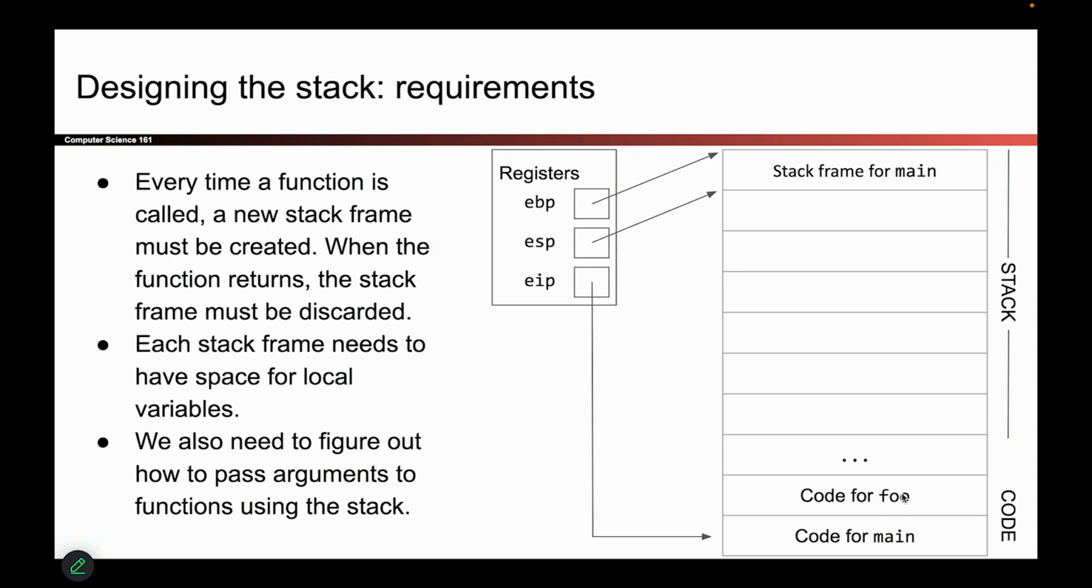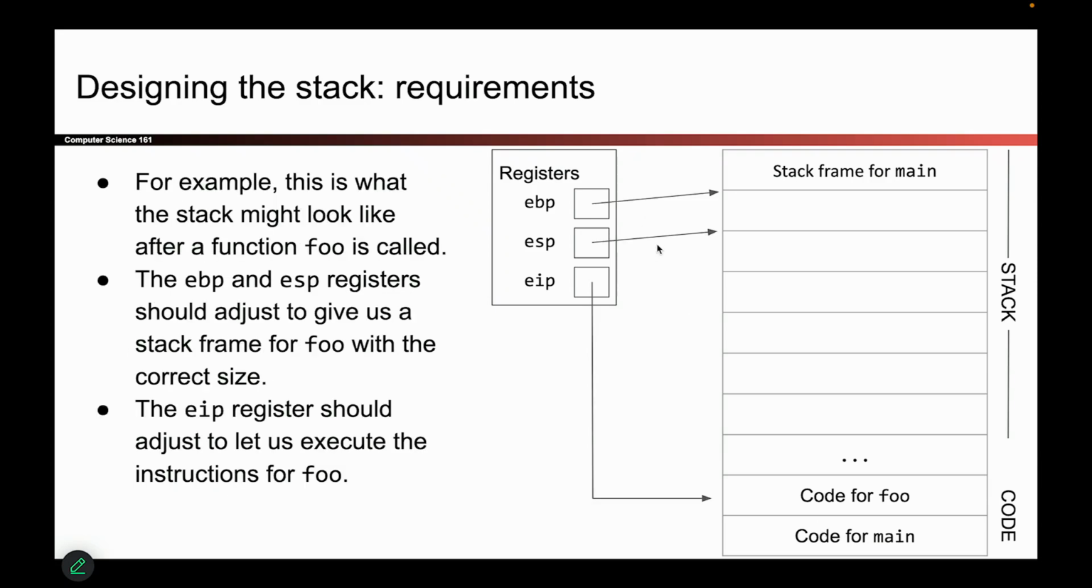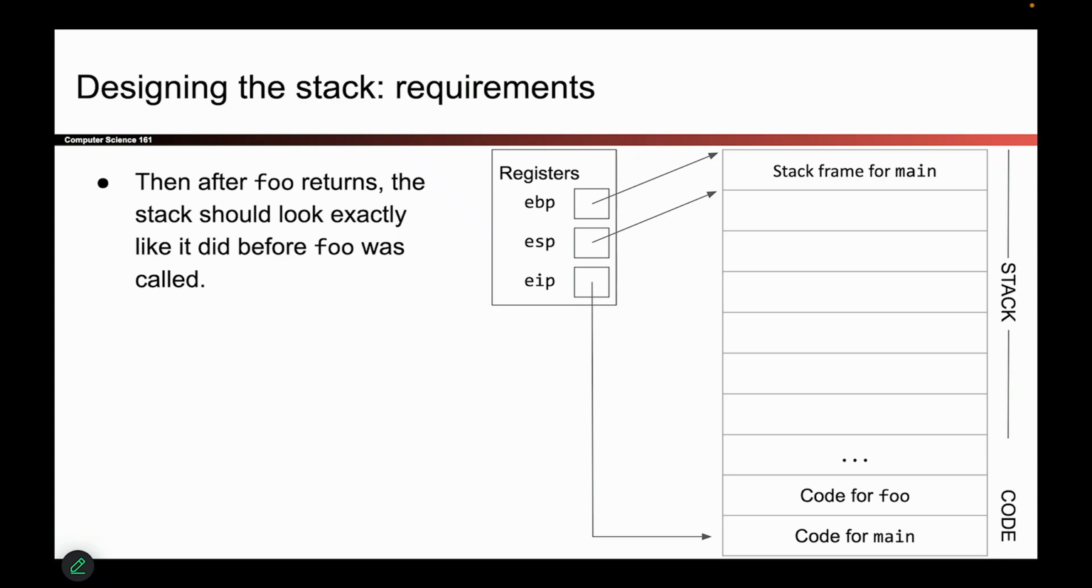So this is before: stack frame for main, code for main. This is after. EBP, ESP, they shift down. EIP points at the code for foo. So we need to change all the registers so that things look right. And remember, when we're done, we have to put everything back where it used to be. So here's foo. When we're done, we return. Everything's back where it used to be. That's our goal. That's what we have to design.